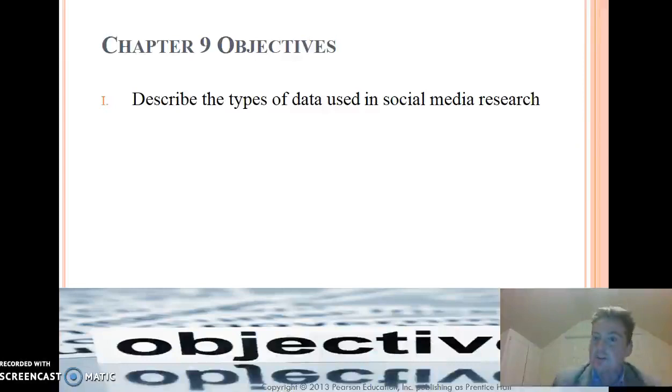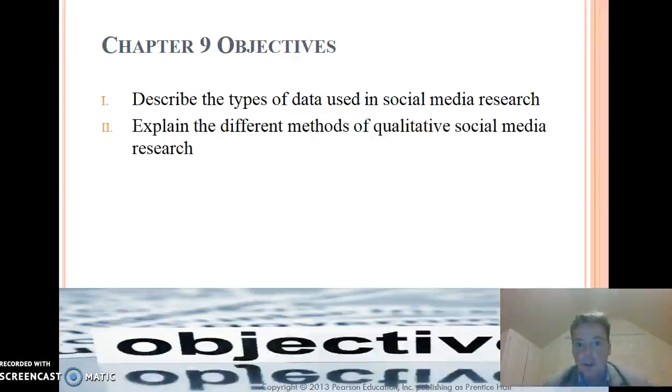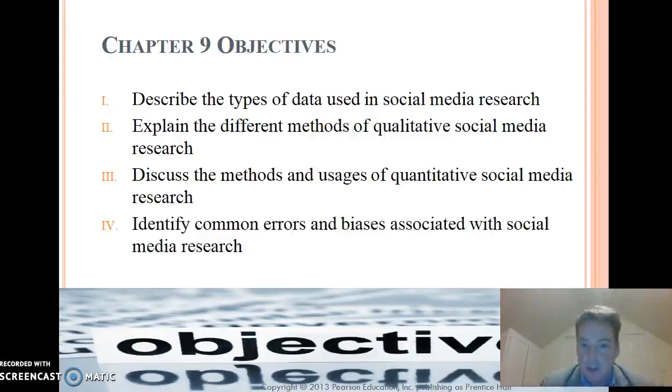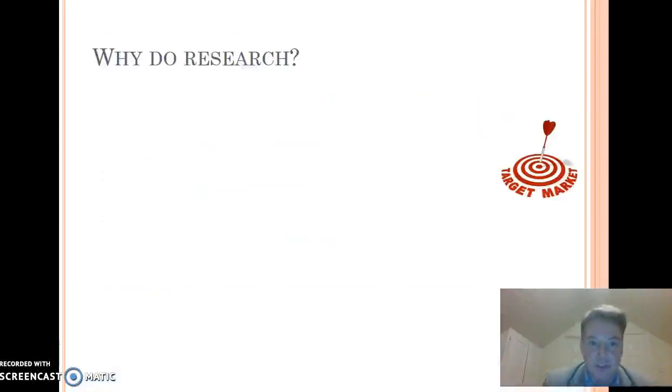So what we're going to talk about is the types of data and methods we use in research. We're going to talk about how we can conduct qualitative research. We're going to talk about the methods used for quantitative social media. So it's important that we understand the difference between qualitative, which is very descriptive, and quantitative, which is about measurement. And we're going to talk about the common errors and biases associated with social media research.